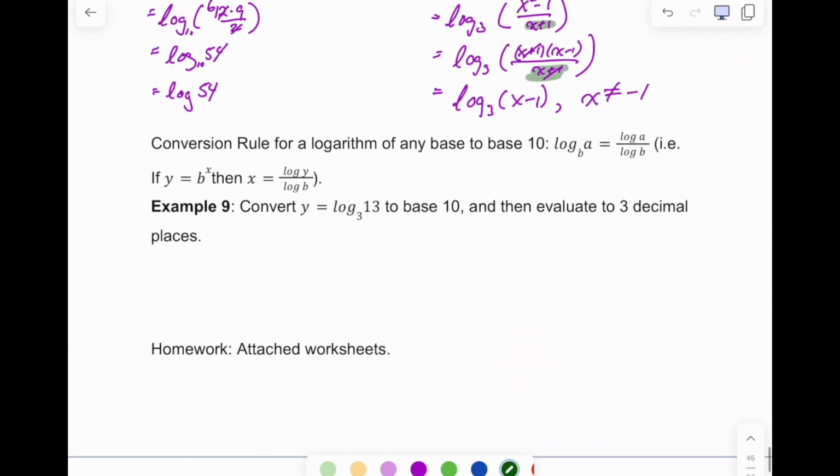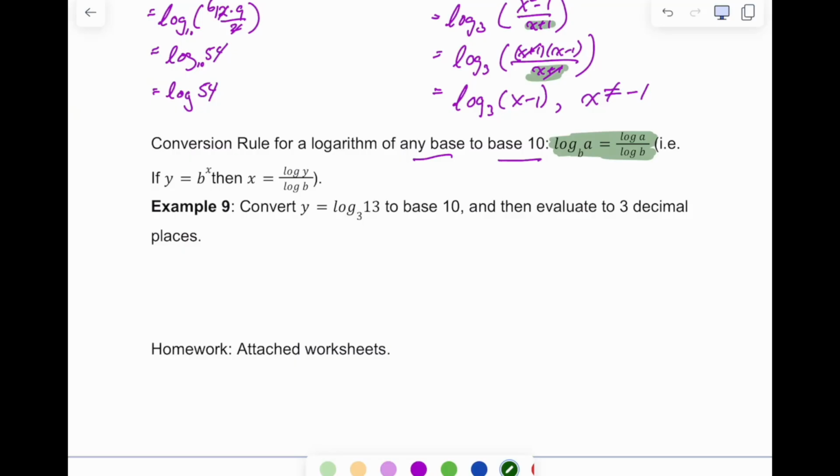So conversion rule for a logarithm for any base to base 10. So this is really, really important because some of you might have fancy calculators. We could actually do a log, you can type in the base and you get the answer. But if you don't have a calculator that does that, here's our rule for doing it. And it reads like this. So you have a log base b of a. This is the same thing as log of a over log of b, all base 10.